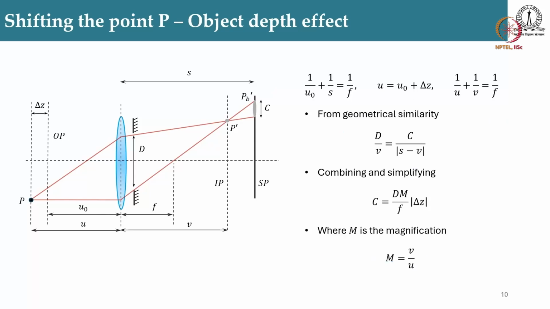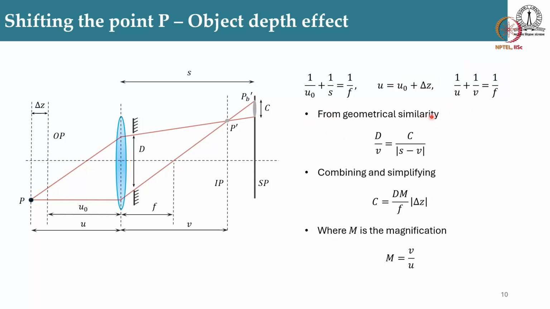Here we will invoke the thin lens formula mostly to deduce that. In the initial configuration when things were in focus, the image forms for V equal to S and U equal to U naught, and we can substitute to get this formula. In the modified configuration where the particle is shifted by delta Z, we have U equal to U naught plus delta Z, as you can see geometrically here. Substituting that in the thin lens equation, we get something like this.